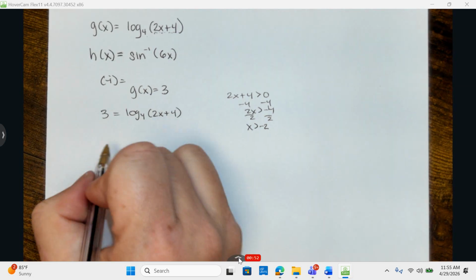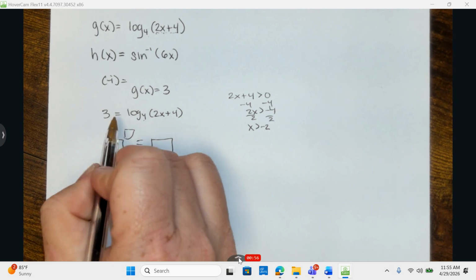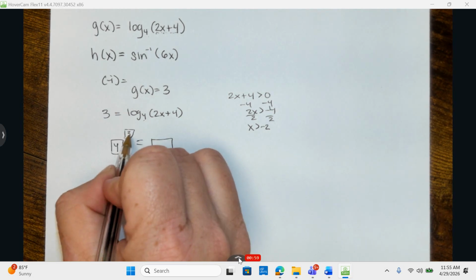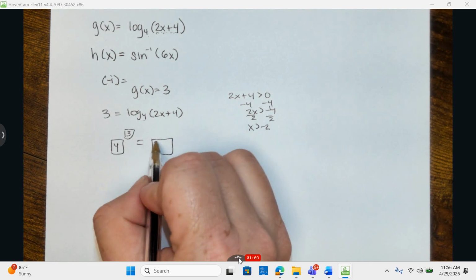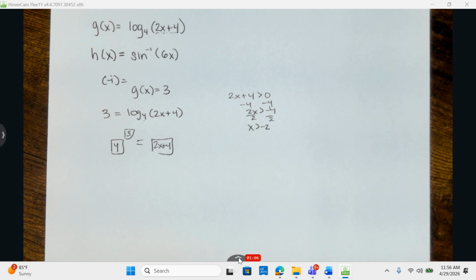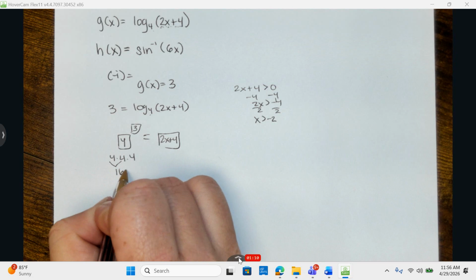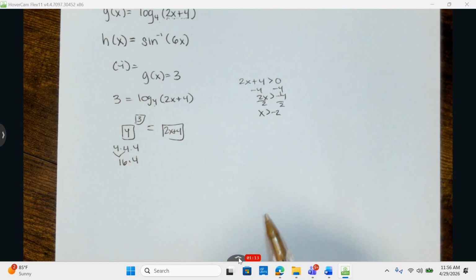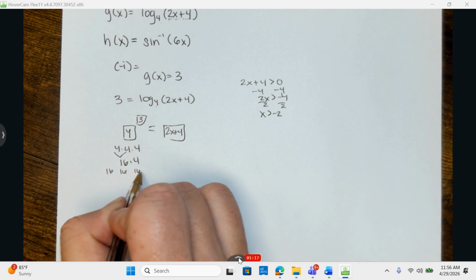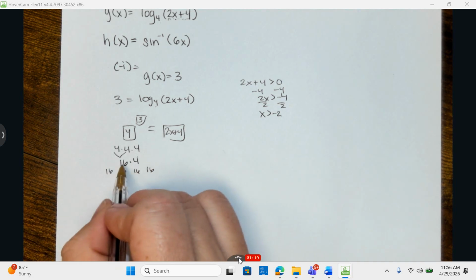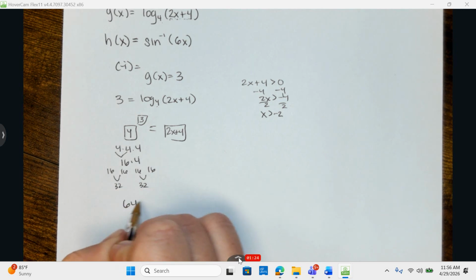Then I'm going to rewrite this in exponential form. Base remains the same. The value on the opposite side of the equal sign goes as the exponent, and we're going to set it equal to whatever was behind, in this case 2x plus 4. Now, 4 cubed means 4 times 4 times 4. 4 times 4 is 16, and then I need 4 groups of 16. That's 4 times 16, same as adding 16 twice. So I have 32 and 32, so this is 64 on the left.